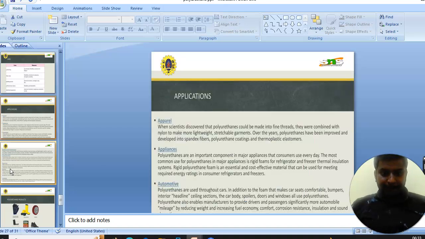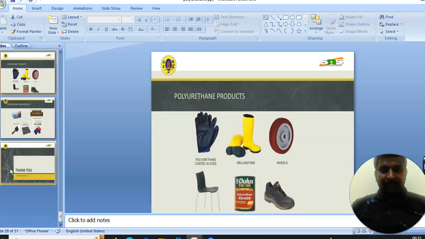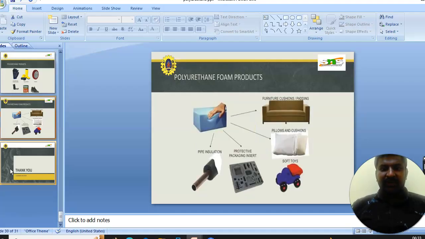The figures show the corresponding equipment which is made from the polyurethane. The corresponding foam products are shown in the figure.